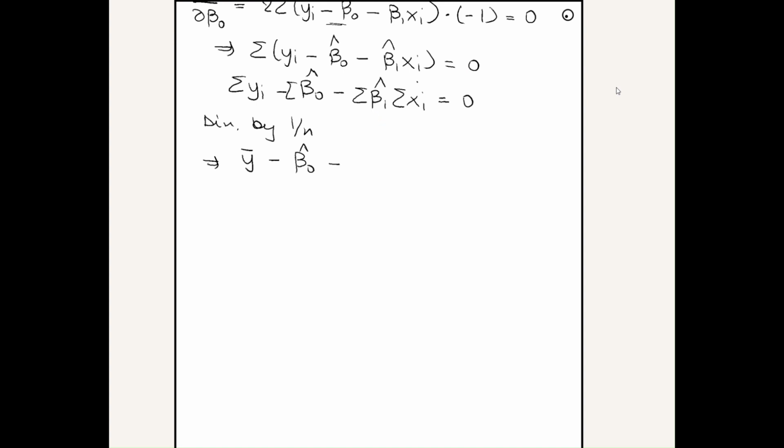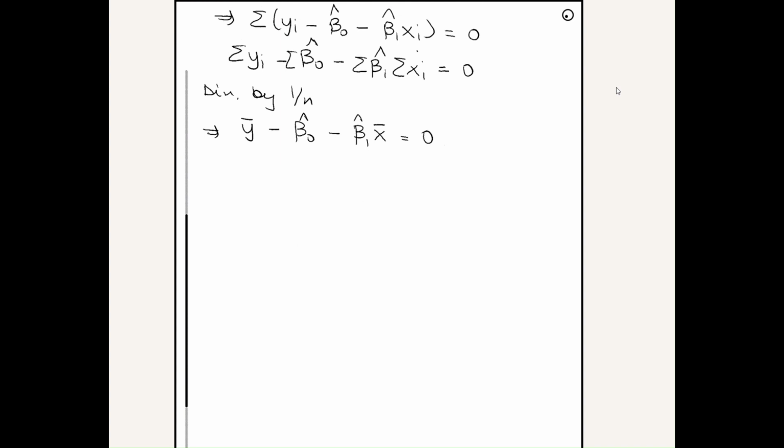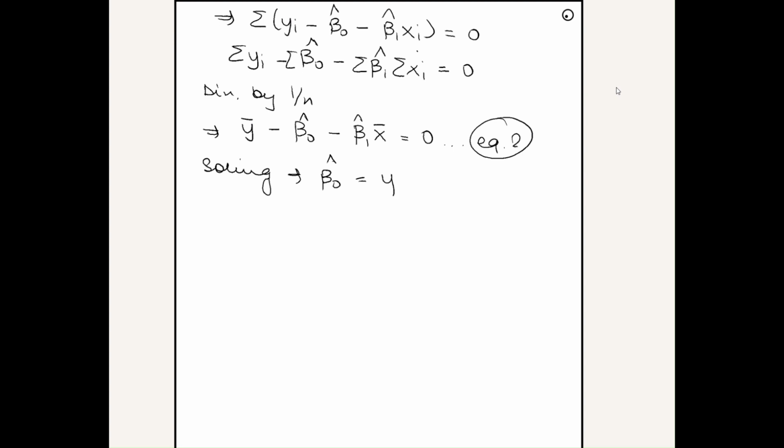Since beta 1 hat is constant all throughout the process, we get beta 1 hat back, and we have the mean because we're taking the sum of something and dividing it by the number of observations, and that mean is equal to 0. So now, going back a couple of steps, let's mark this as equation number 1, and then we have our core equation number 2. Solving this further, beta naught hat is equal to y mean minus beta 1 hat x bar. Let's call it equation number 3.